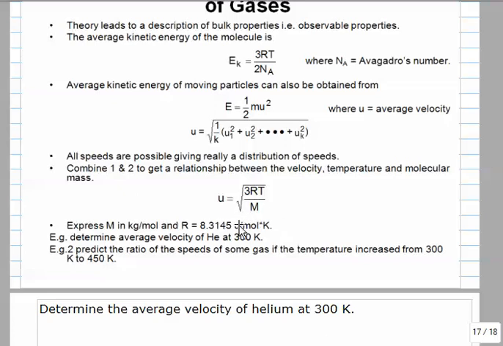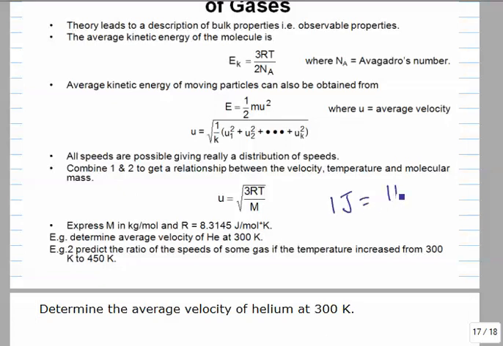And the reason we are using this is that in the SI system, 1 joule is equal to 1 kilogram meter squared per second squared. And that's really the definition of a joule. We define the joule as 1 kilogram meter squared per second squared. And we see that when we take the square root of this, we're going to end up with meters per second in this equation.